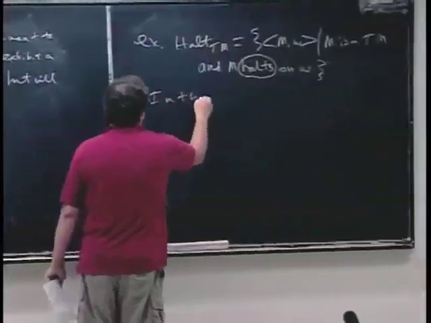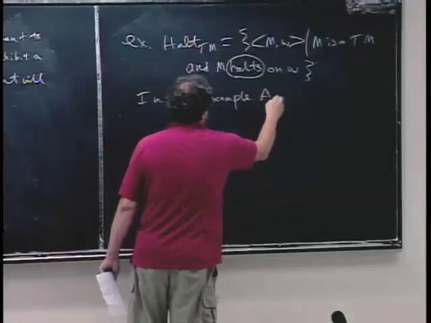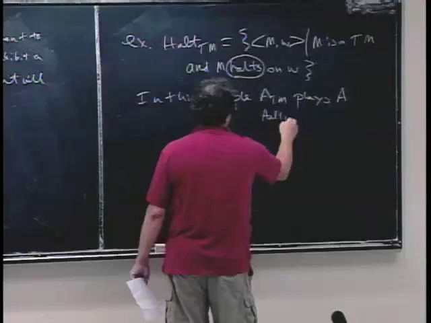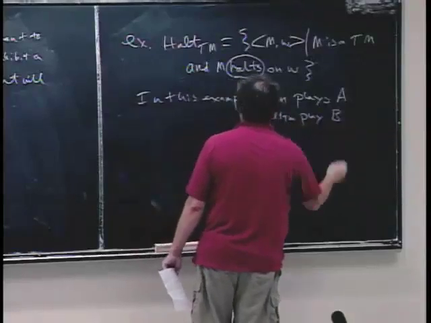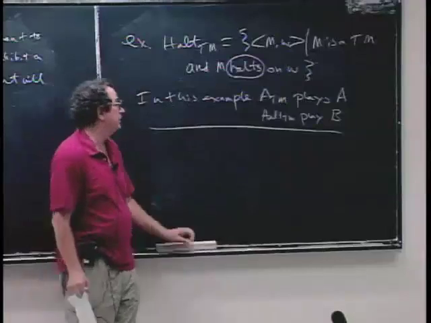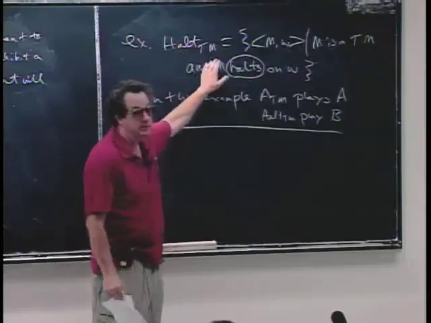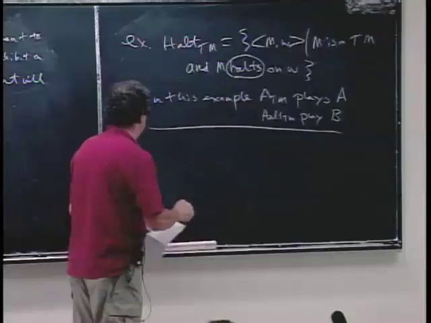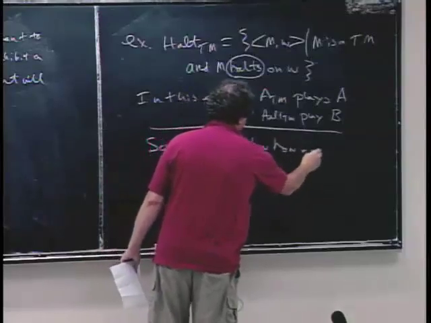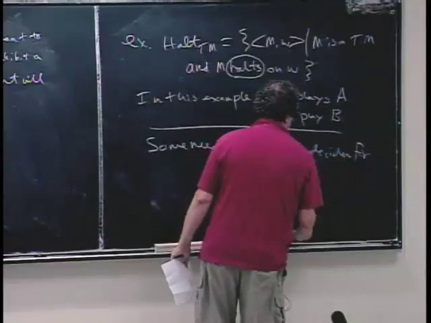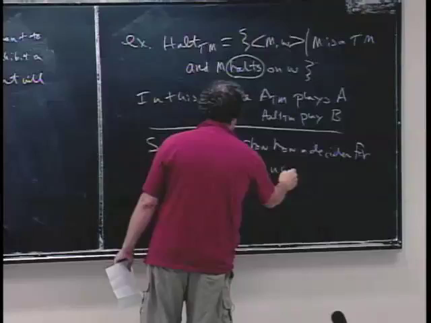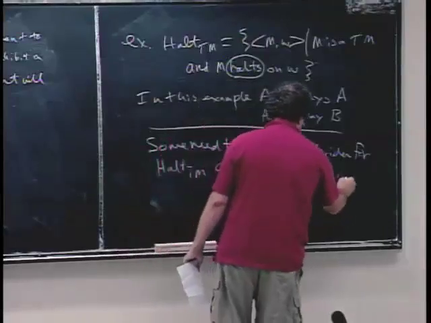So in this example, ATM plays A and halt TM plays B. Well, what that means is that we have to explain how we're going to use a decider for halt TM to decide ATM. Okay? We need to show how a decider for halt TM could be used to decide ATM.